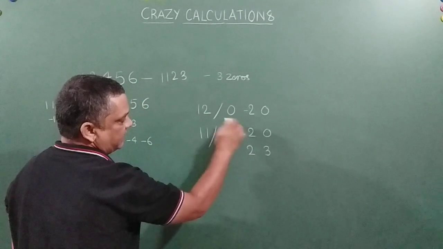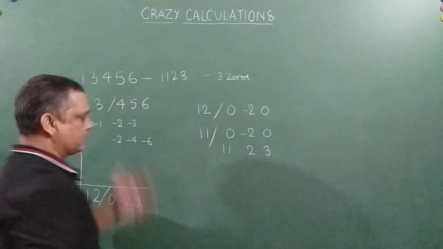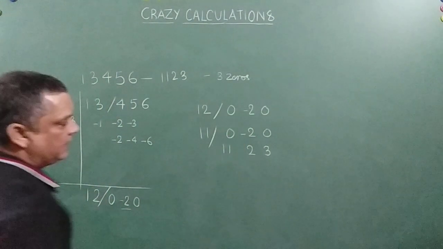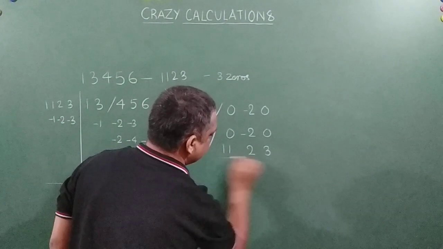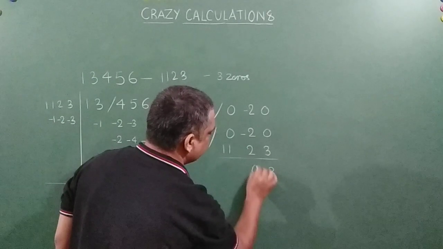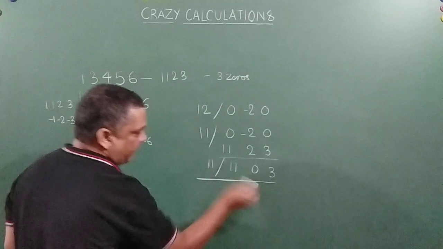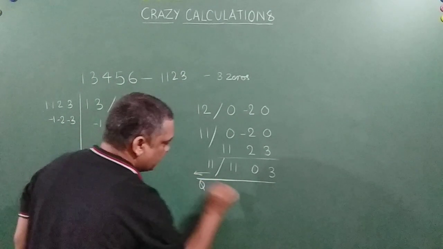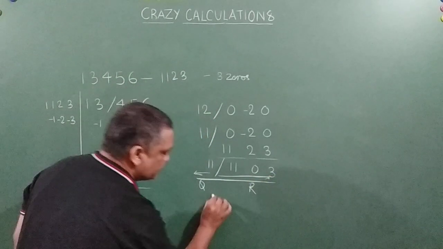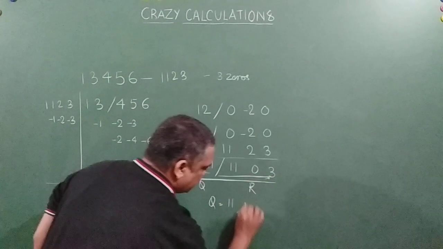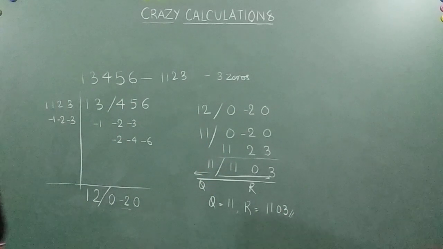Okay, so since here are only 3 digits, the 2 digits of divisor will go for the first digit of the remainder. Right? Now, again I will operate. This becomes how much, friends? This becomes 3, this becomes 0, and this becomes 11. So, after this step, this is my quotient and this side is my remainder. Got it? So, quotient is equal to 11 and remainder is equal to 1103. I hope the things are clear to you now.